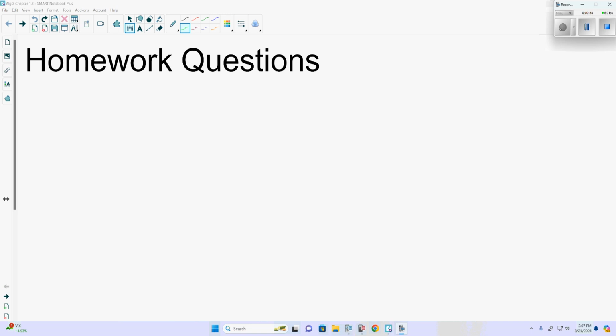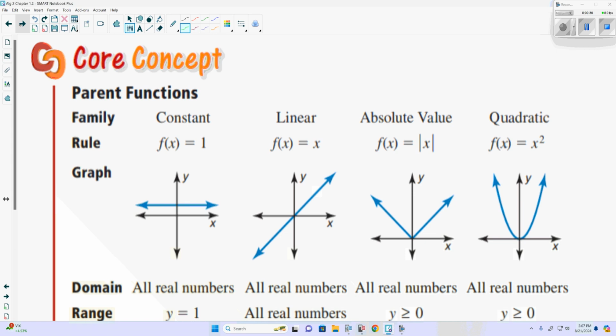All right? Now, what we're talking about today are parent functions and transformations. Now, there are different transformations that we can apply to a function. And there's four main parent functions, or really three, that we're going to talk about with these transformations. Linear, absolute value, and quadratic.